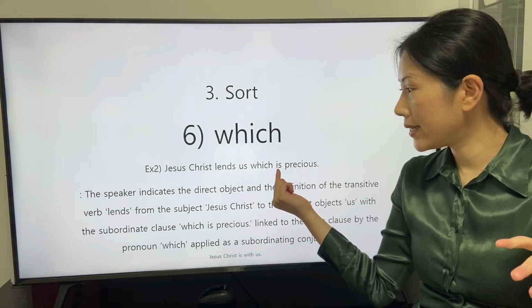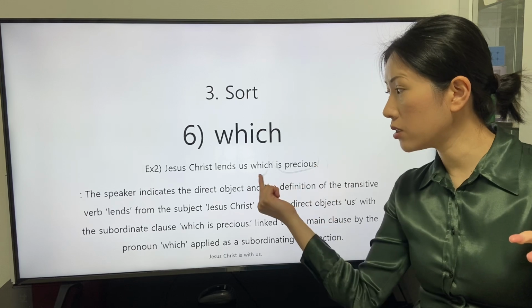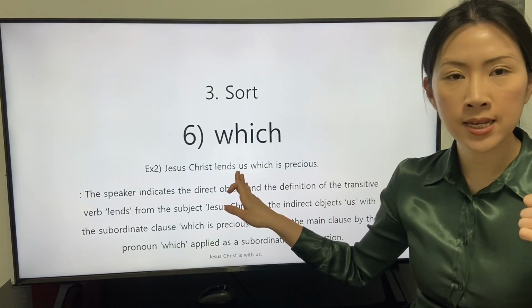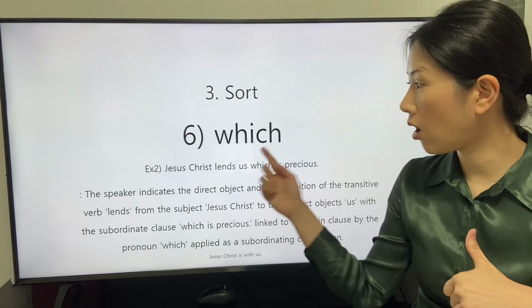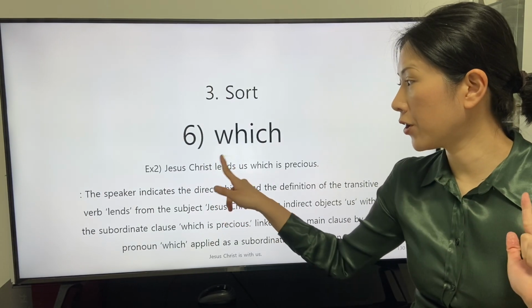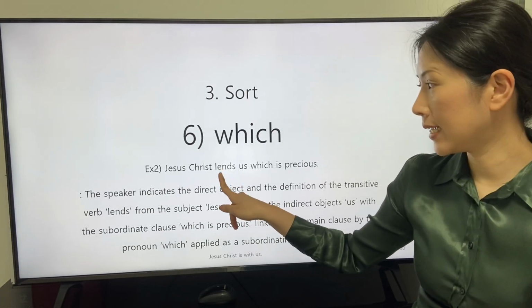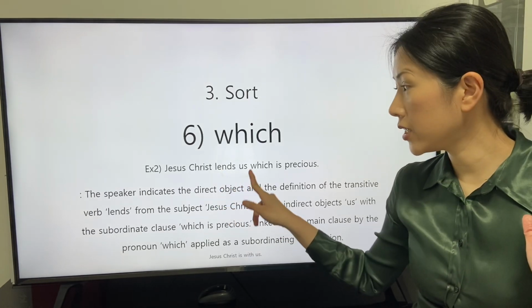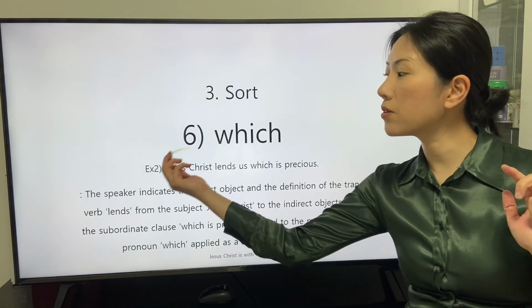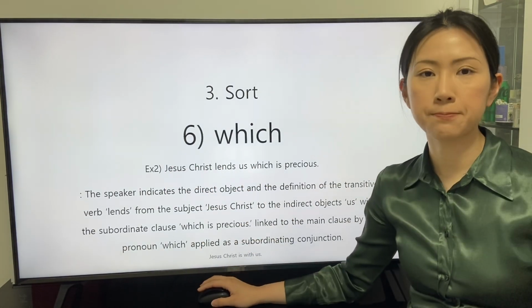The subject described in the subordinate clause is conveyed to the indirect object, us. The definition of the transitive verb lend is conveyed to the indirect object, us, from the subject, Jesus Christ.